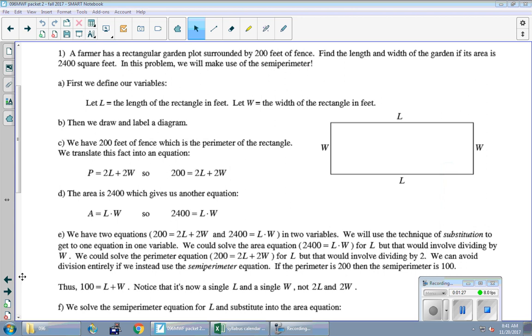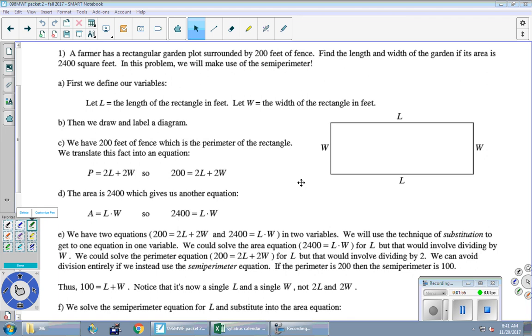Okay, so because it is a rectangular plot, we draw a rectangle, and we might as well label that rectangle with L's and W's. Notice that I put 2 L's and 2 W's, not just one of each. Okay, so it says that the rectangular garden plot is 200 feet of fencing. That's what's going around the outsides. So in terms of a geometry word, that 200 feet of fencing, are we describing area or perimeter for that rectangle?